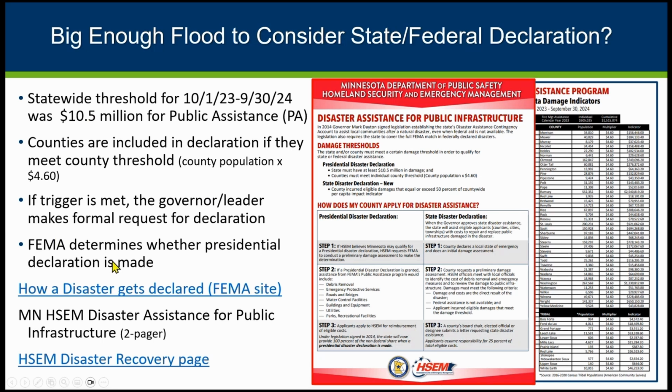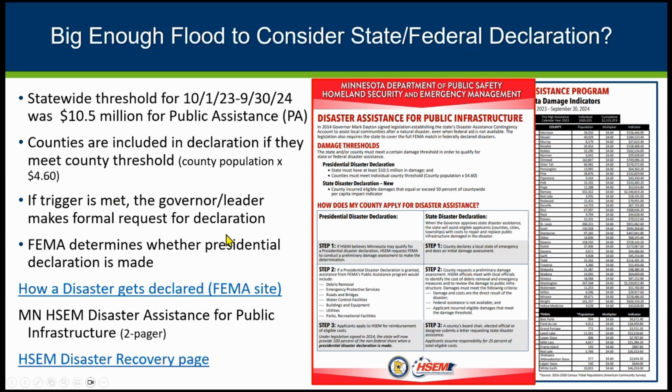But there are a couple nice general sites. FEMA's got a little video on how a disaster gets declared. It's not too long. And Homeland Security Emergency Management's disaster recovery page has a lot of good information to help you understand when presidential declarations are made.